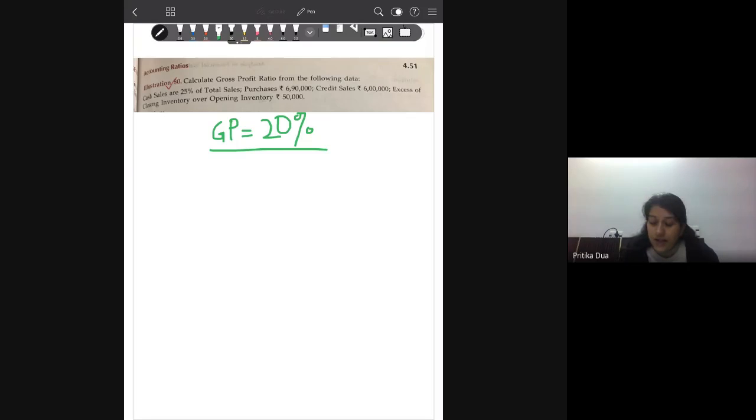Now you're given that the cash sales are 25% of the total sales. Now we know that to solve the gross profit ratio, one thing we need is gross profit and the second thing we need is net sales. And net sales are your total sales minus the sales return. Now, cash sales are 25% of the total sales, which are again not given in the question.